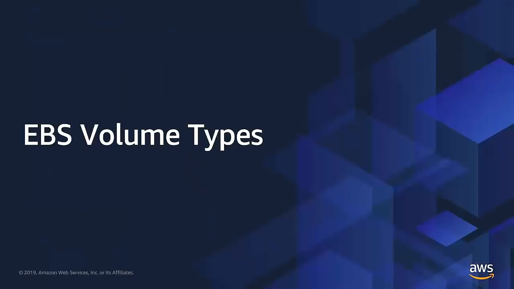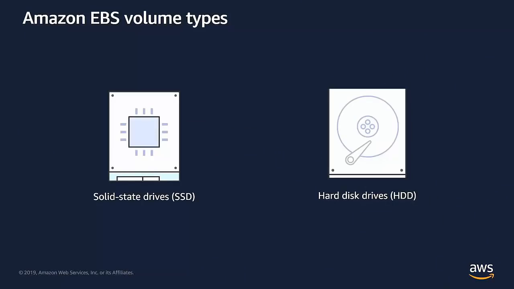So let's talk about the different EBS volume types. EBS volumes fall into two categories. SSD-backed volumes are optimized for transactional workloads involving frequent read-write operations with small I/O sizes, where the dominant performance attribute is input-output operations per second, or IOPS. HDD-backed volumes, on the other hand, are optimized for large streaming workloads where throughput, which is typically measured in megabytes per second, is a better performance measure than IOPS.